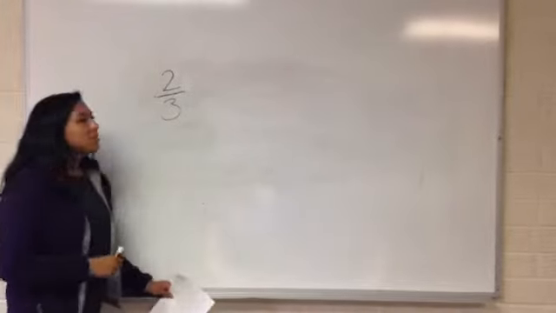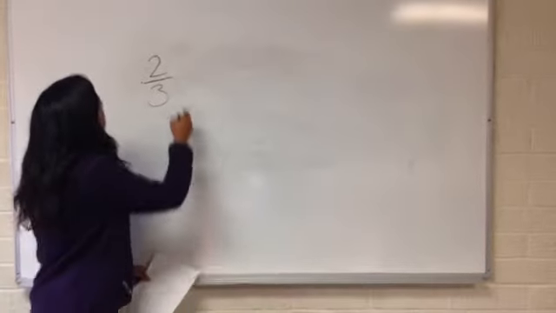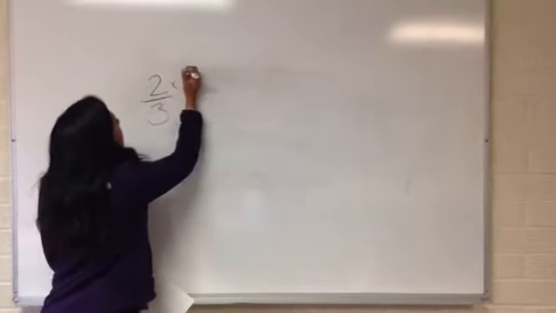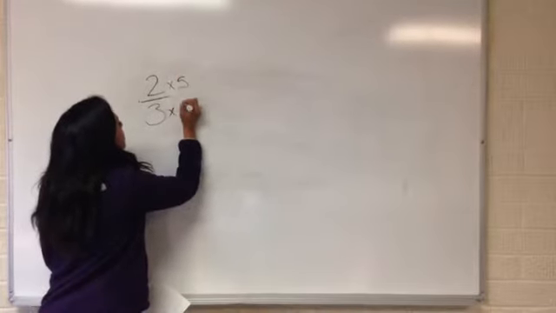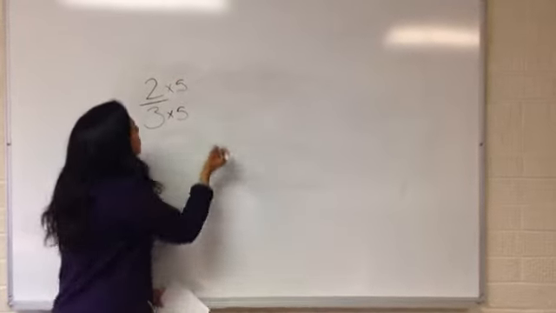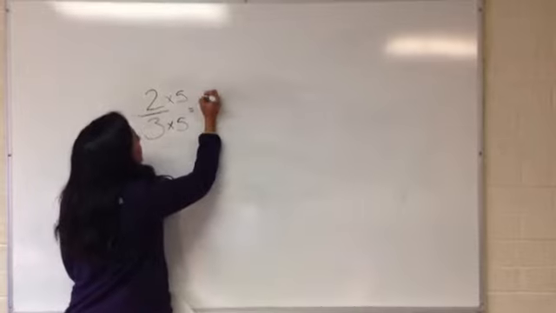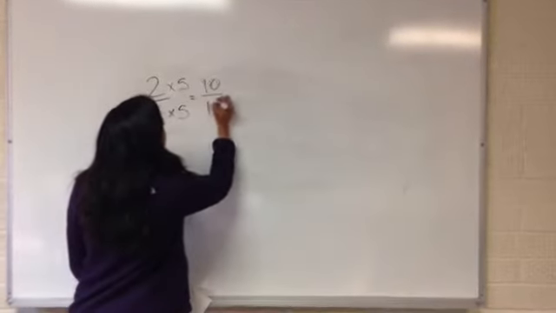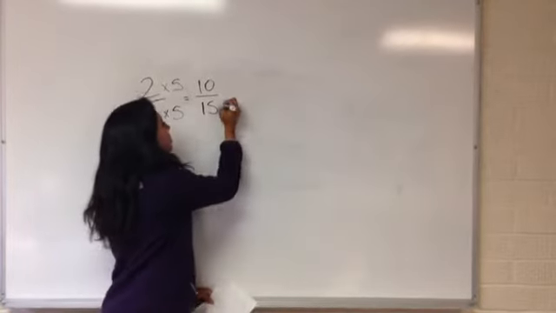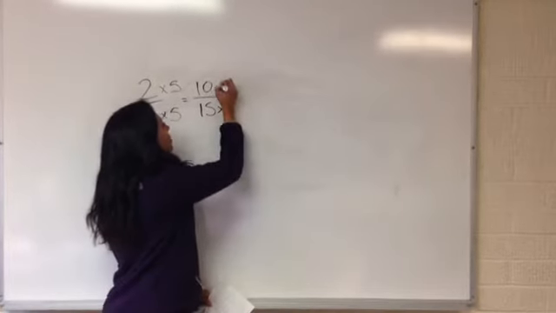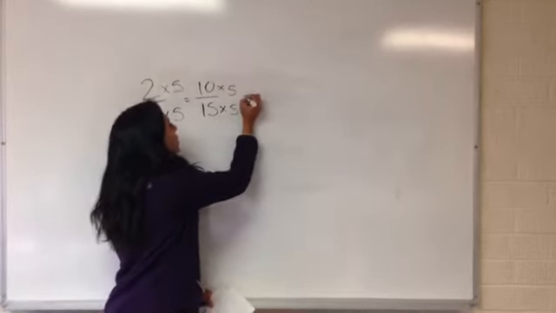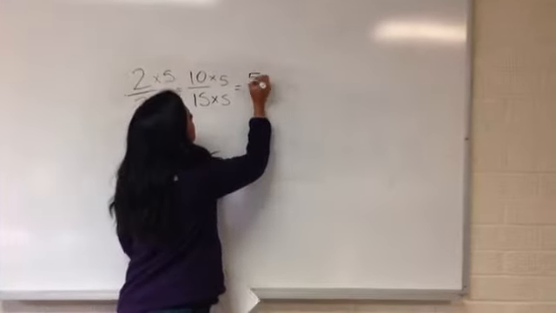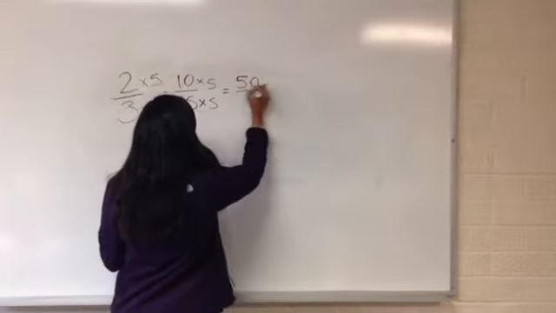So here's a fraction 2/3, and we're going to use the method of multiplying the denominator and the numerator by the same number. So 2 times 5 is 10, and then 3 times 5 is 15. And we're going to do the same, multiply by 5, and so it equals 50 over 75.